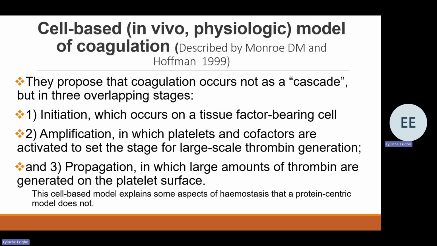In the cell-based model, they propose that coagulation occurs not as a cascade, but in 3 overlapping stages. Stage 1, the initiation, occurs on tissue factor-bearing cells. The next stage, the amplification, is one in which platelets and cofactors are activated to set the stage for large-scale thrombin generation. And the third phase, the propagation phase, is one in which large amounts of thrombin are generated on platelet surfaces.